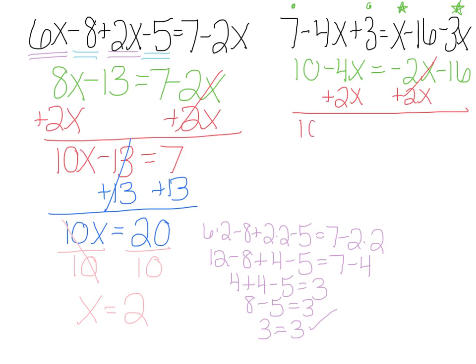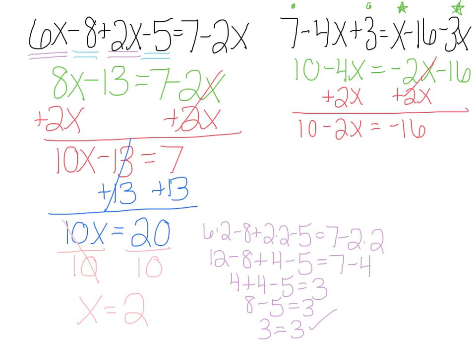We still have the 10, and negative 4x plus 2x is going to be negative 2x, and that's going to equal negative 16. Don't forget this negative here. It's easy to lose track of your symbols, especially if your handwriting is not so neat. So just be careful with that.